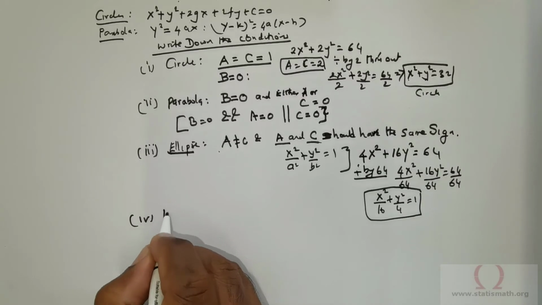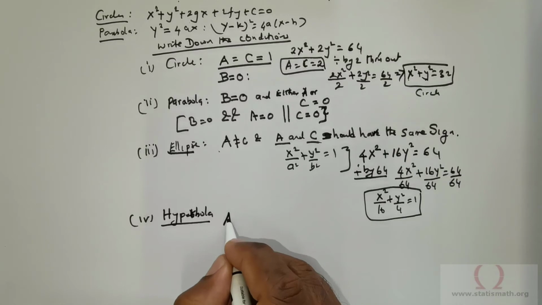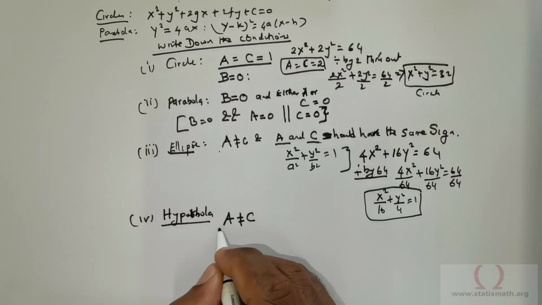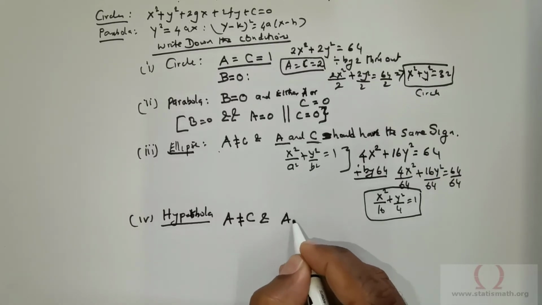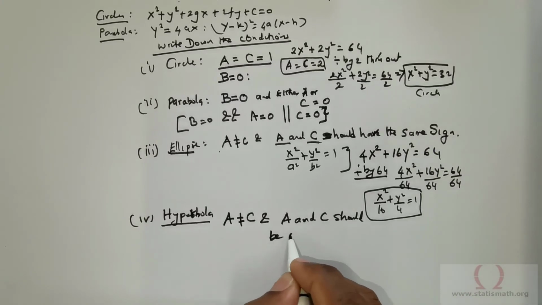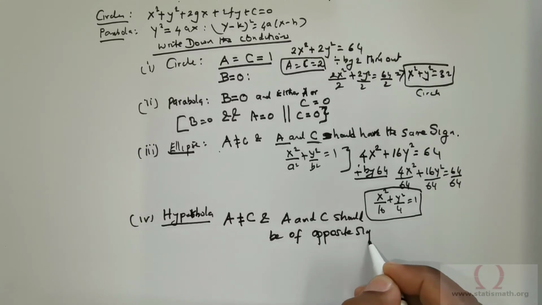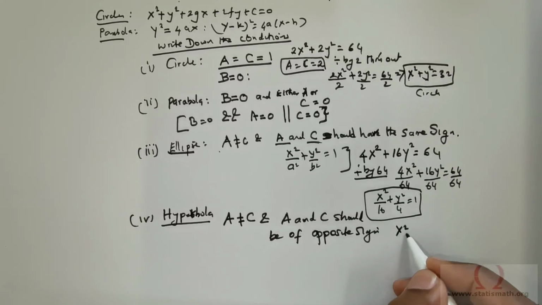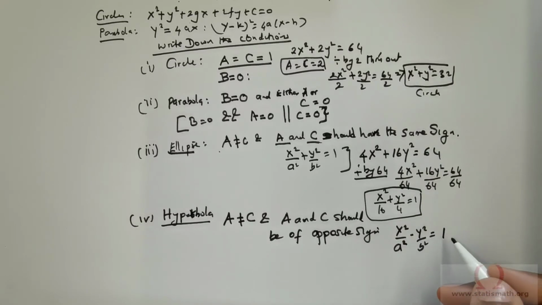After the ellipse, we have to look at the hyperbola. The condition for the hyperbola is that, of course, a cannot be equal to c. The coefficient of a cannot be equal to the coefficient of c, and a and c should have opposite signs. That is understandable because the standard form of the hyperbola is x squared over a squared negative y squared over b squared is equal to 1. This is the standard form. The negative sign should prevail.